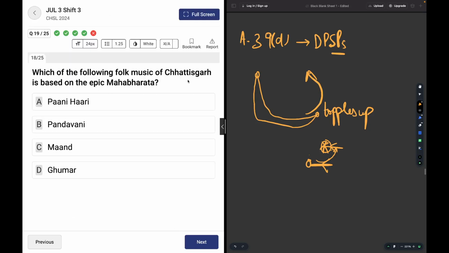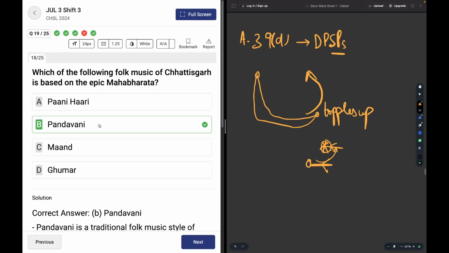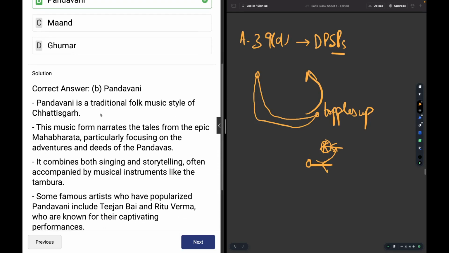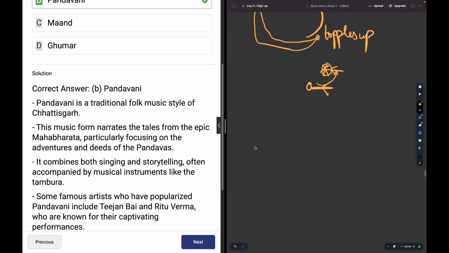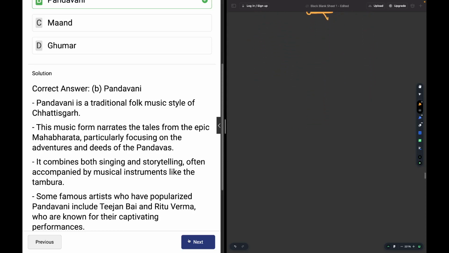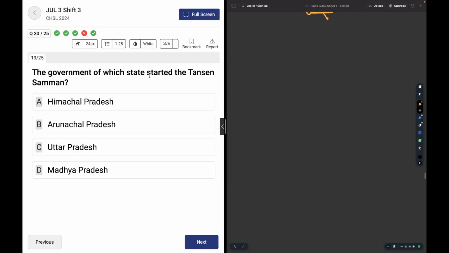Moving on, which of the following folk musics of Chhattisgarh is based on the epic Mahabharata? The answer is Pandavani. Pandavani is a traditional folk music style of Chhattisgarh. The music form narrates tales from the epic Mahabharata, particularly focusing on the adventures and deeds of the Pandavas.